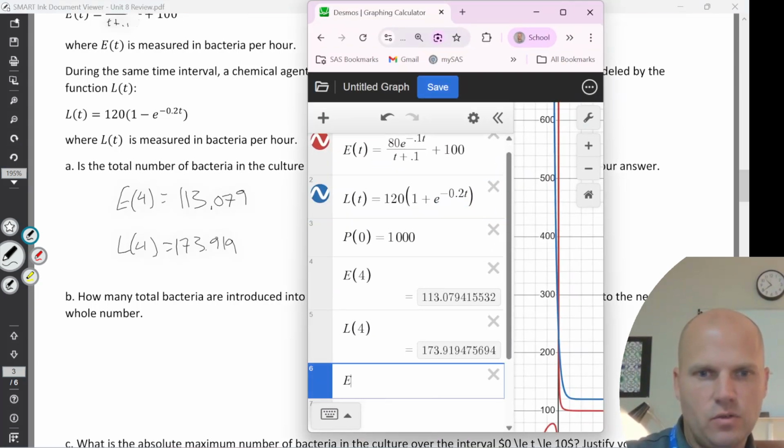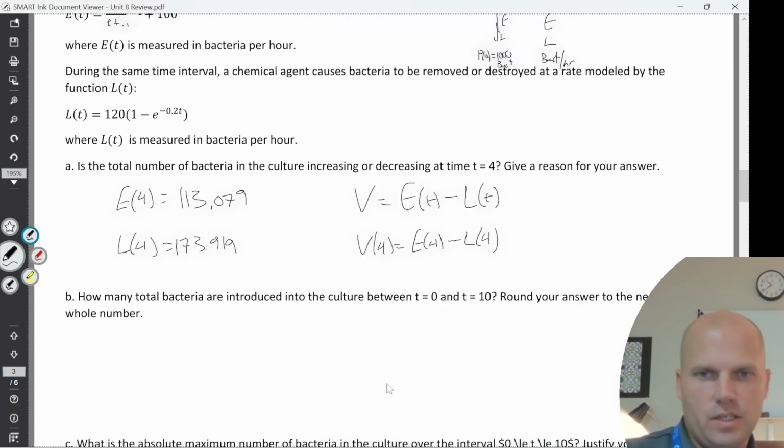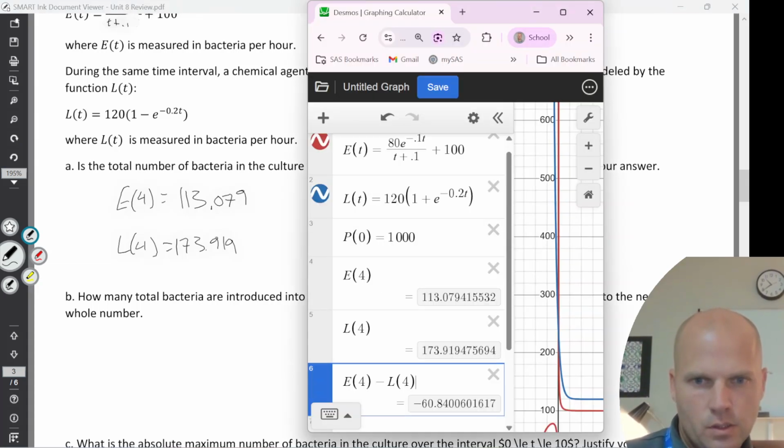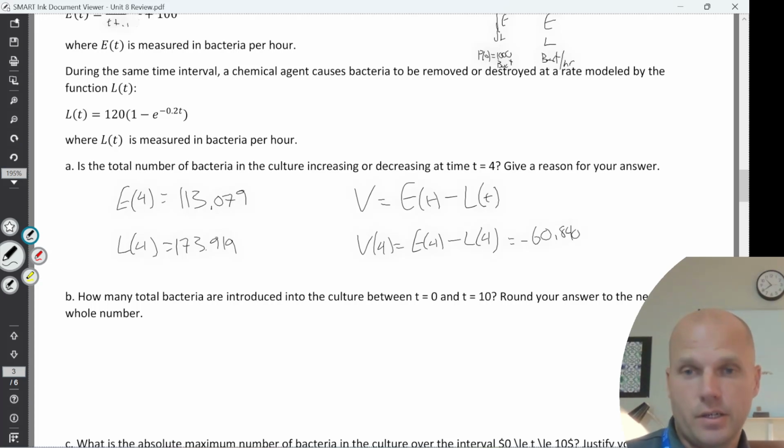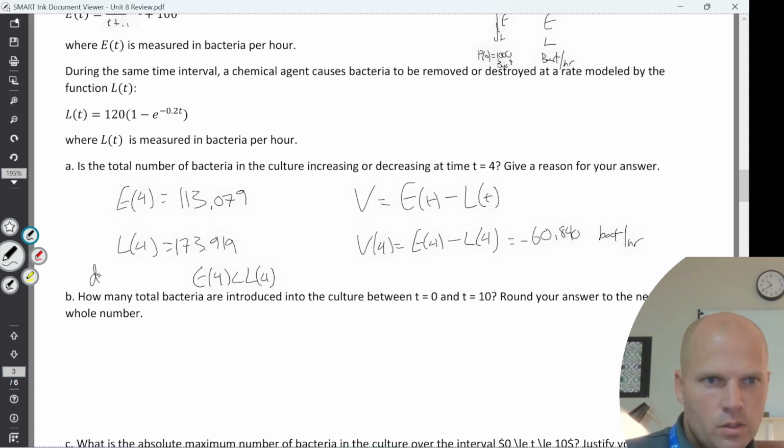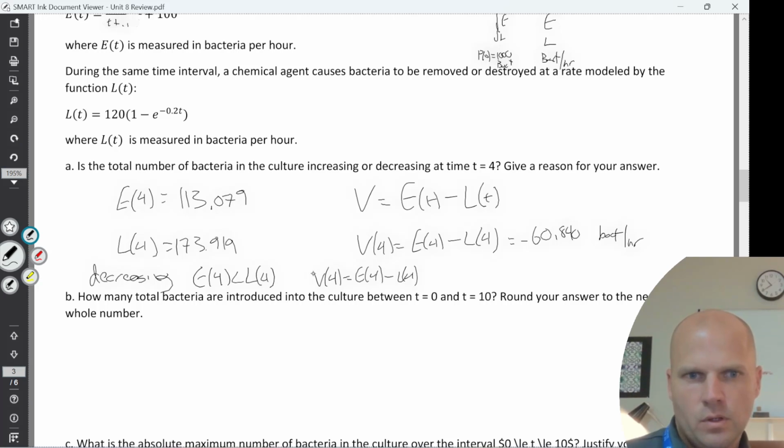We could subtract to find the velocity of the situation. Negative 60.840 bacteria per hour. So E of 4 is less than L of 4, and the total is decreasing. E of 4 is less than L of 4, or V of 4, which equals E of 4 minus L of 4, is negative.